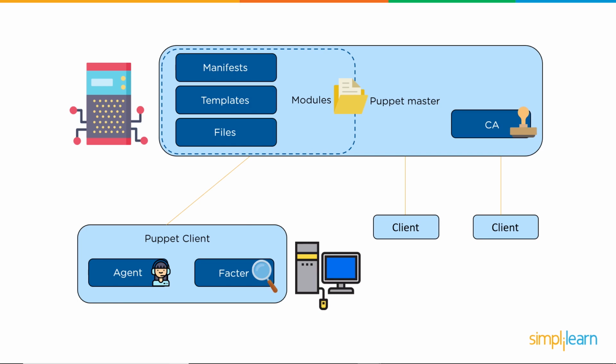You have the Puppet master and the Puppet client. The Puppet master is where you write the configuration files and store them, and the Puppet clients are basically those client machines which require the configuration. In case of Puppet, these configuration files that you write are called manifests. So let's move on to the demo.